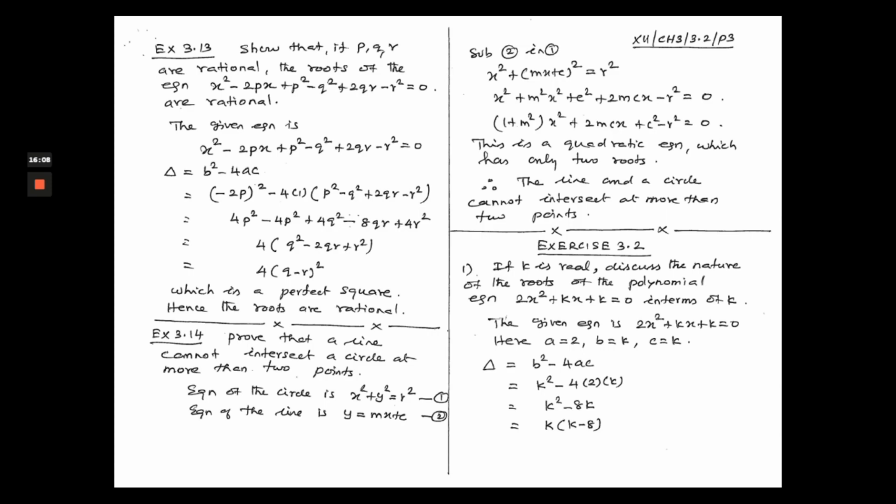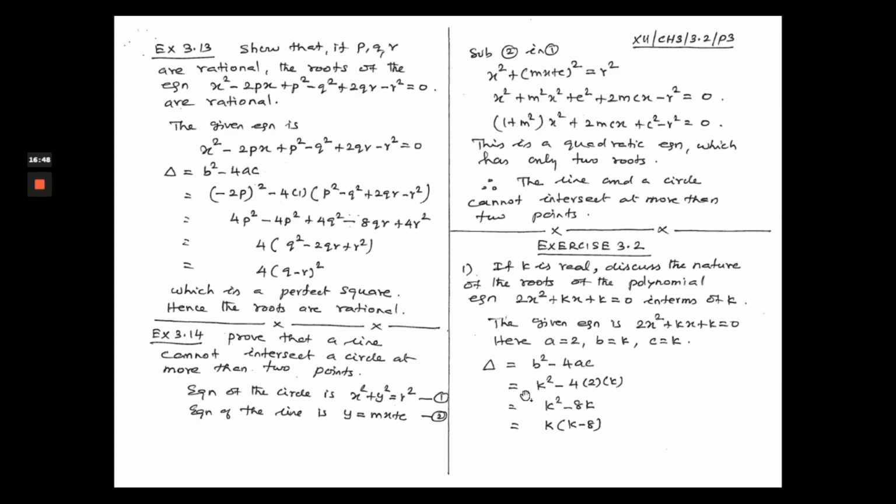Look at exercise 3.2. If k is real, discuss the nature of roots of the polynomial equation in terms of k. They said k is real. We have to see what the nature of roots is in terms of k. So, the given equation 2x squared plus kx plus k: here a is equal to 2, b is equal to k, c is equal to k. Delta is equal to b squared minus 4ac. So k squared minus 4 times 2 times k, 8k. Taking k outside, k into (k minus 8).